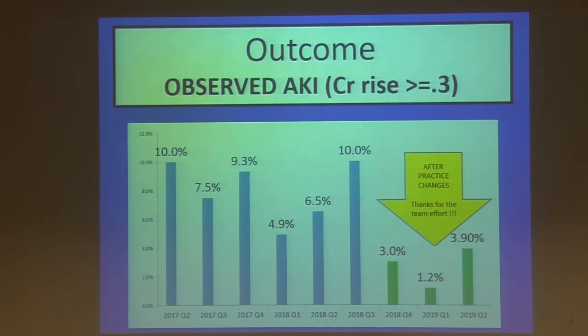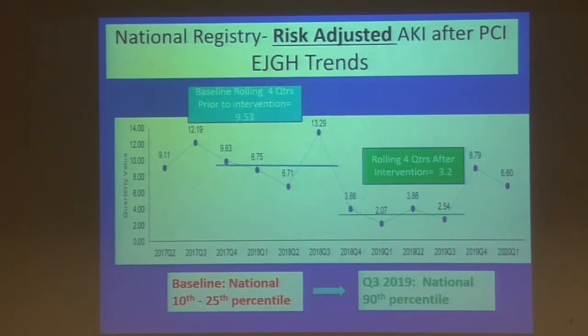That definition used to be 0.5, but was updated in 2012 to 0.3, so it's a pretty narrow window. This is the National Registry data, and so it is risk adjusted. So risk-adjusted acute kidney injury after PCI is the national metric.